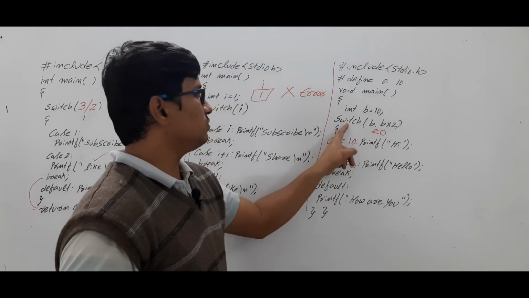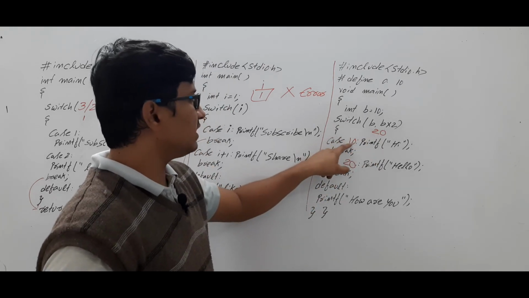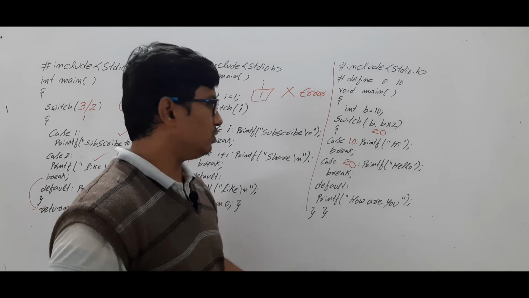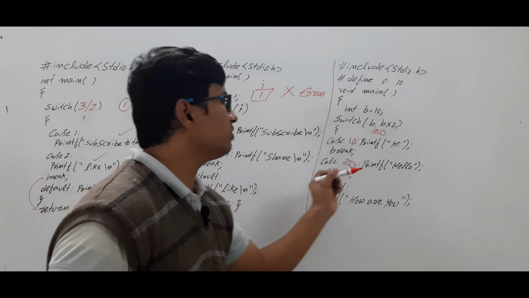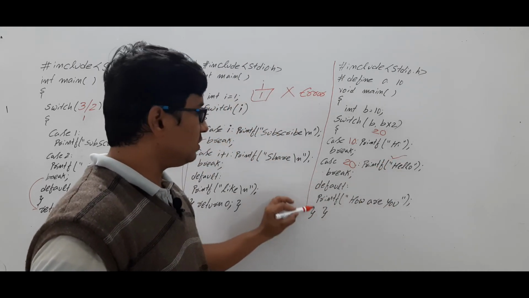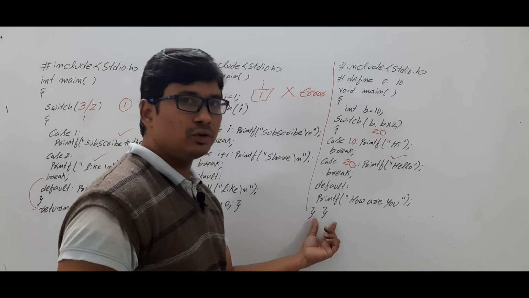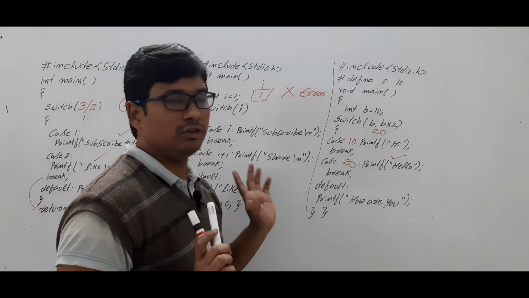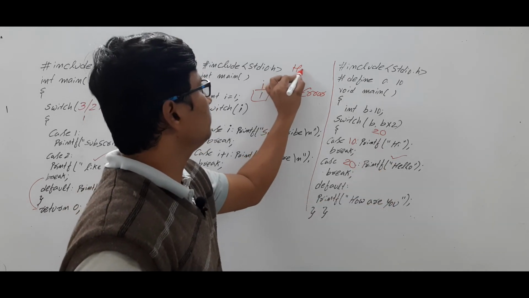So this switch expression is giving the value 20. Now look at whether case 10 is equal to 20. No. Case 20 is equal to 20. Yes. So that's why it will print the statement hello. After that there is a break also. It will come out from the switch. And after that there are no statements. So it will complete the execution of the program. So this program will print the output as hello.